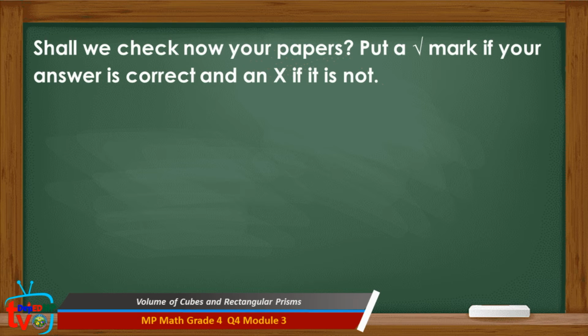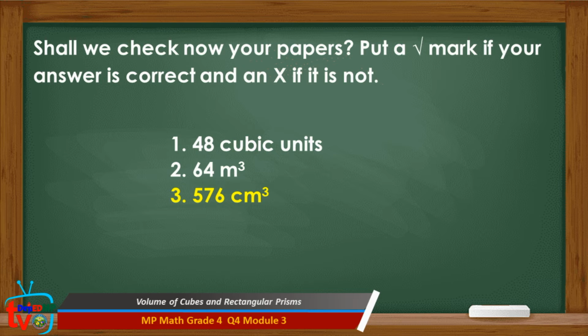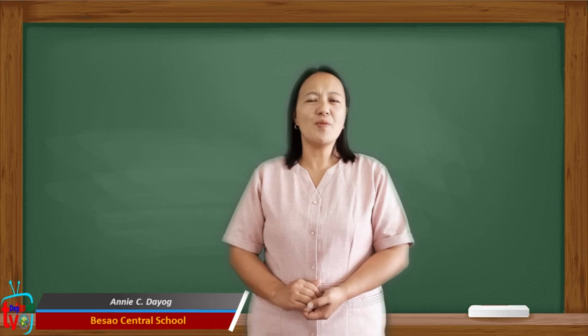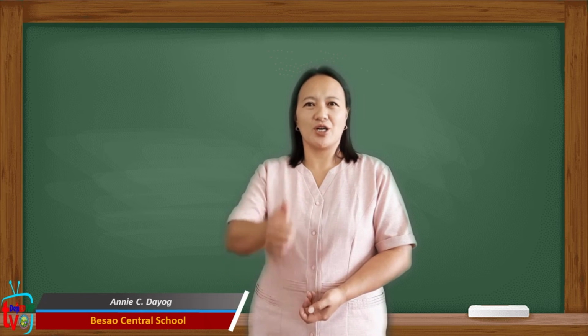Number 1. 48 cubic units. Number 2. 64 cubic meters. Number 3. 576 cubic centimeters. Number 4. 1,331 cubic centimeters. And number 5. 165 cubic meters. How many correct answers did you get? Good job!